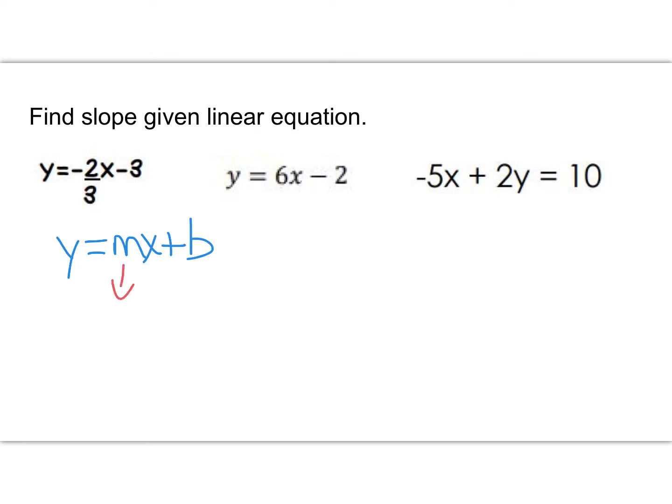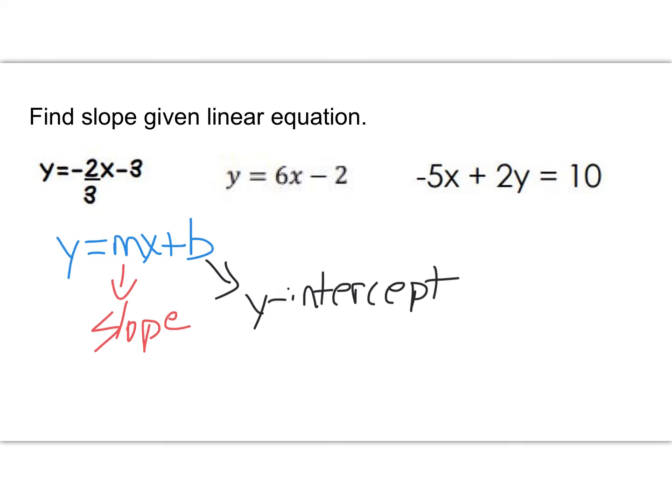Remember that m is our slope, and the b is our y-intercept. Okay, well, because we know that, if we are trying to find the slope, if we have an equation that's in y equals mx plus b form, the m is the slope, or the coefficient in front of x is the actual answer to the slope.